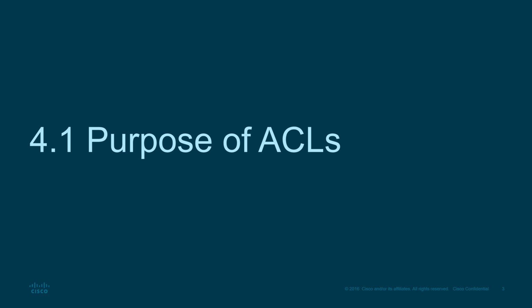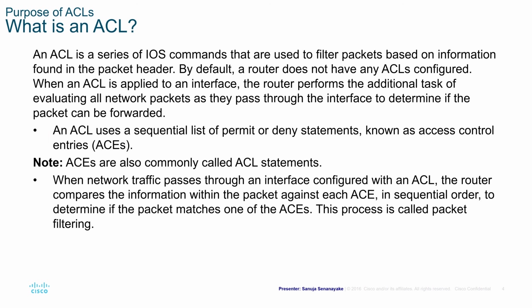The purpose of ACLs. What is an ACL? An ACL, also known as Access Control List, is a series of IOS commands that are used to filter packets based on information found in the packet header. By default, a router does not have any ACLs configured. When an ACL is applied to an active interface, the router performs the additional task of evaluating all network packets as they pass through the interface to determine if the packet can be forwarded.